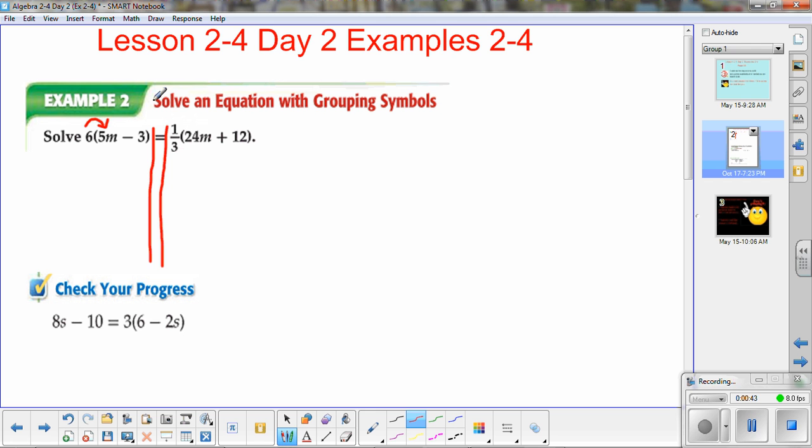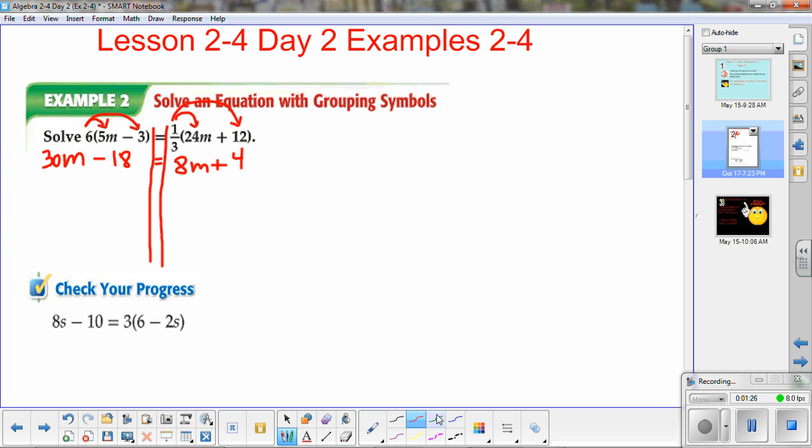6 times 5m is 30m. And then don't forget, distributive property means you have to multiply everything in the parentheses by the number on the outside. So now we have 6 times a negative 3. 6 times a negative 3 is negative 18, so we're going to put minus 18. Equals. Now 1/3 times 24m means 1/3 of 24m. 1/3 of 24 is 8, so this is going to be 8m. And then 1/3 times 12, or 1/3 of 12, which is 4, so plus 4.